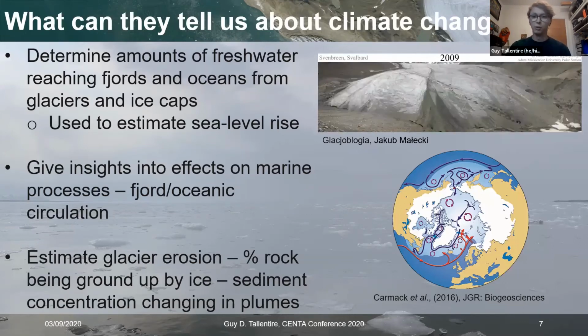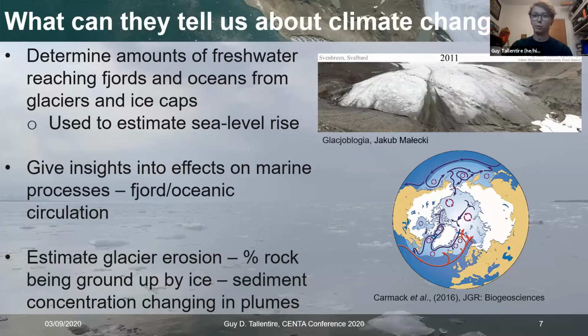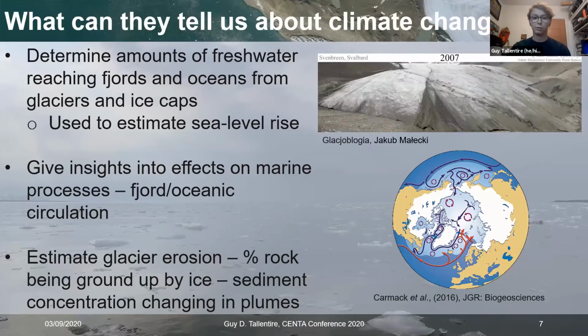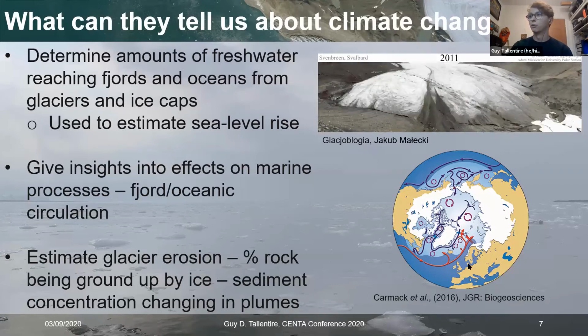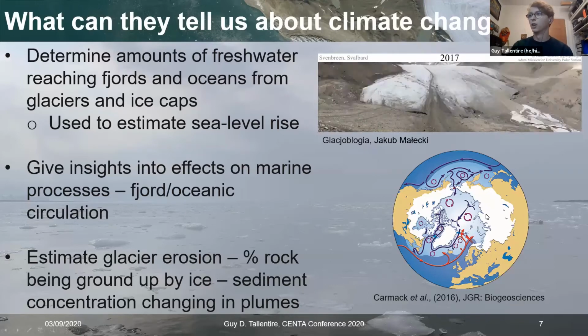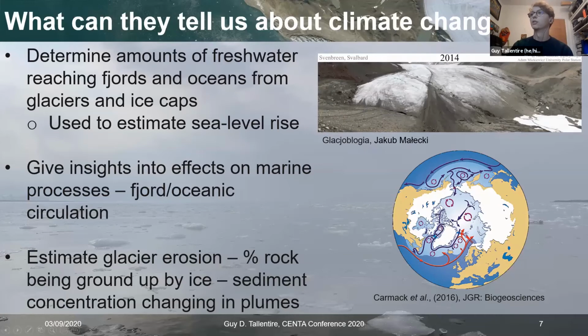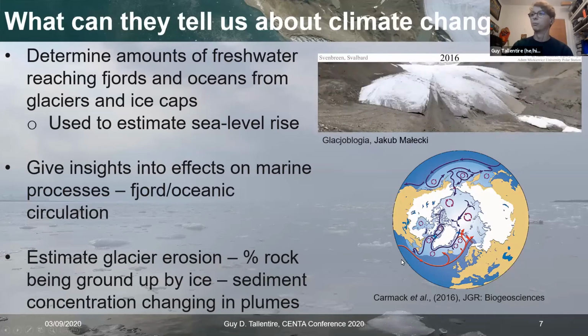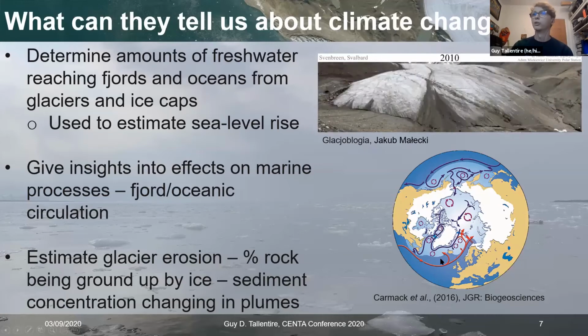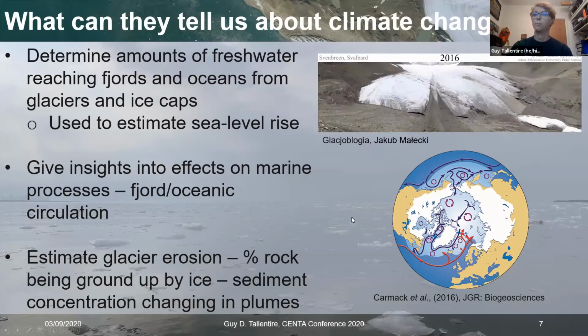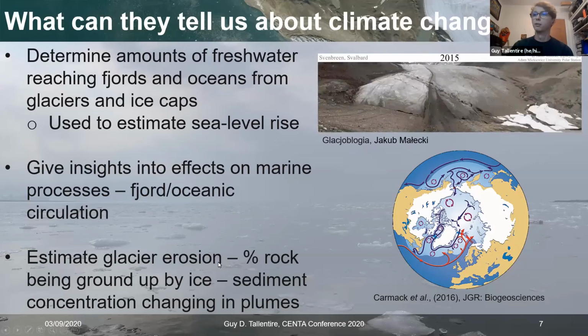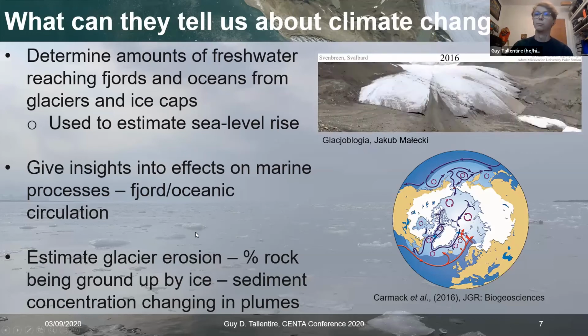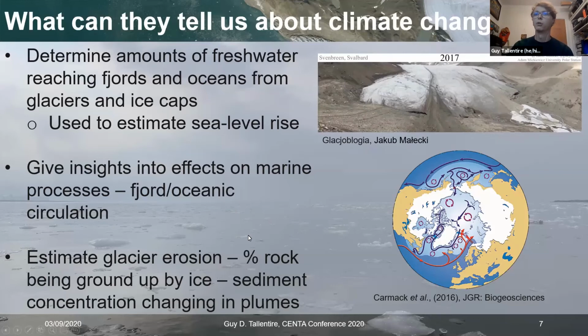I'll talk a little bit more about that in a few minutes when I talk about using Earth observation data. Sediment plumes are also really important to our marine systems globally. So things that occur in the Arctic have influence on other marine processes, ocean circulation around the rest of the world.